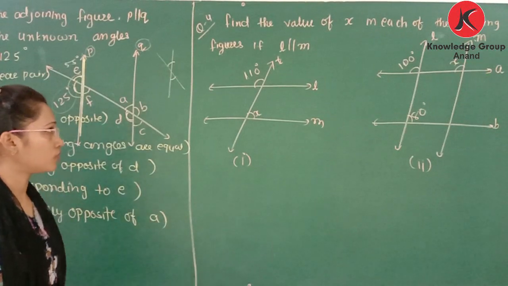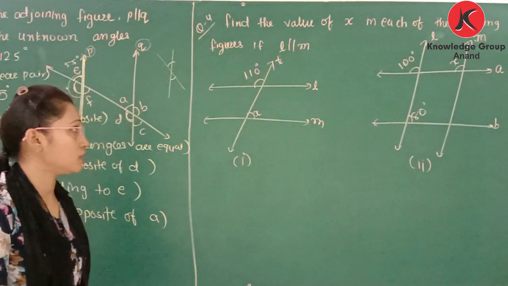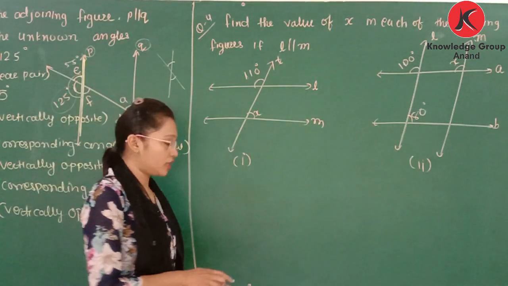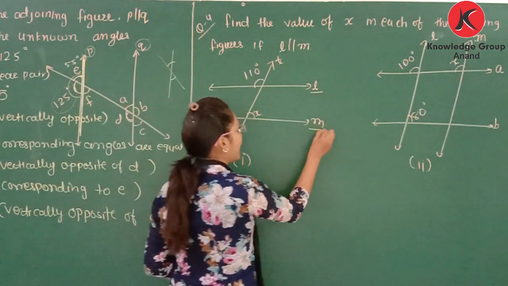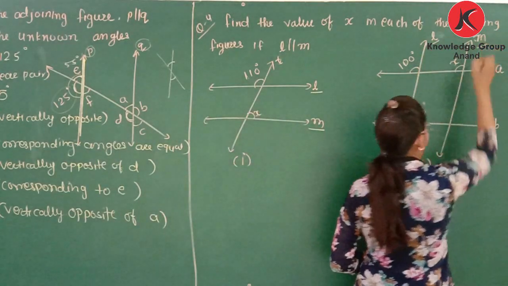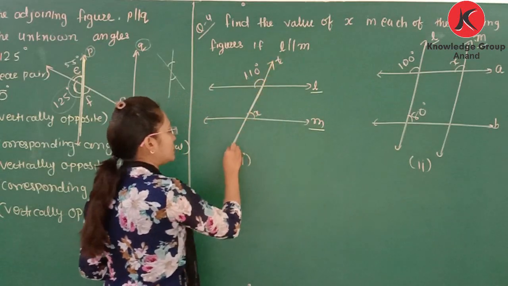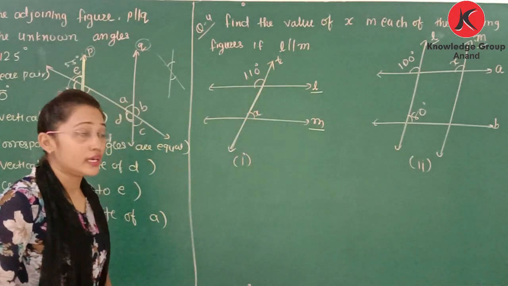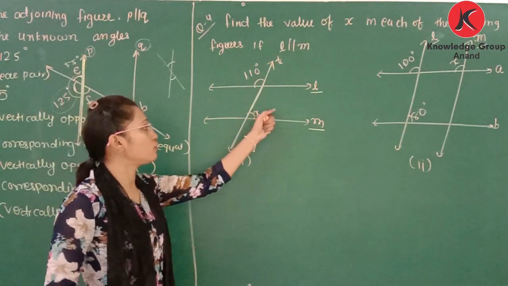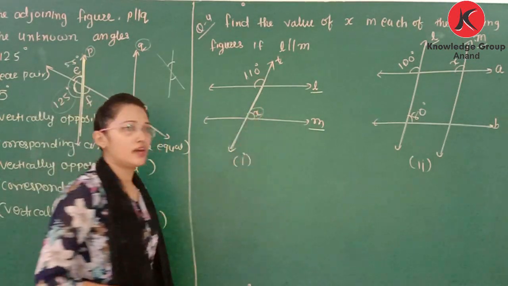Now question number 4. Find the value of X in each of the following figures if L is parallel to M. Here lines L and M are parallel in this figure. So this line T is a transversal. If lines are parallel, you need to find angle X.